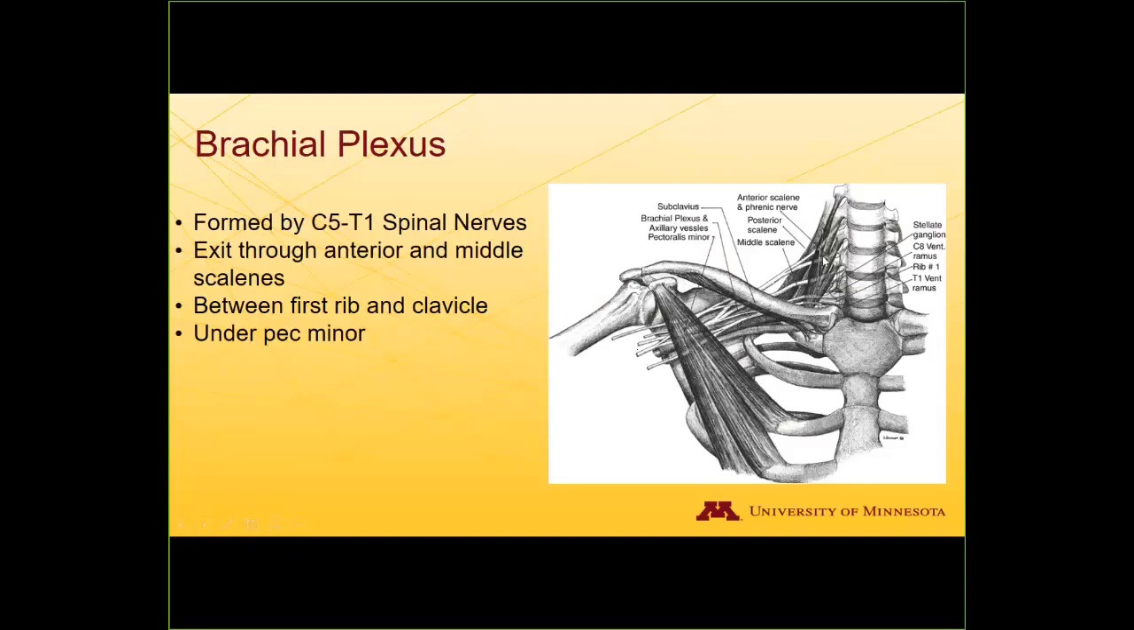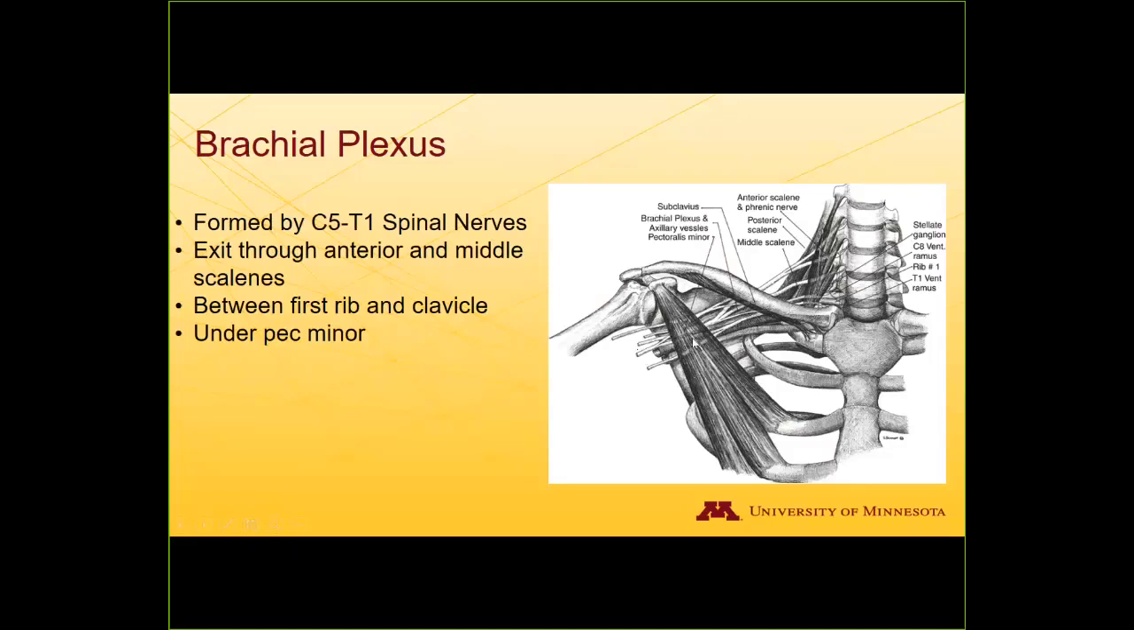Okay, so the brachial plexus can be irritated as it travels through the scalenes. It can be irritated and compressed as it travels underneath the clavicle here, and then it again can be compressed or irritated as it travels underneath the pectoral, the pec minor. Okay.